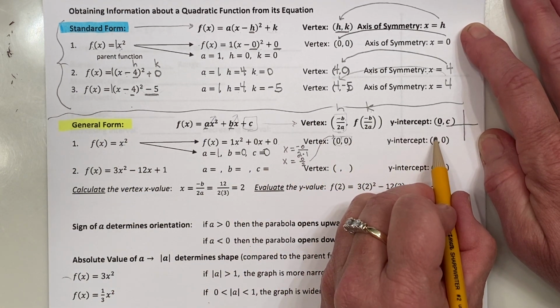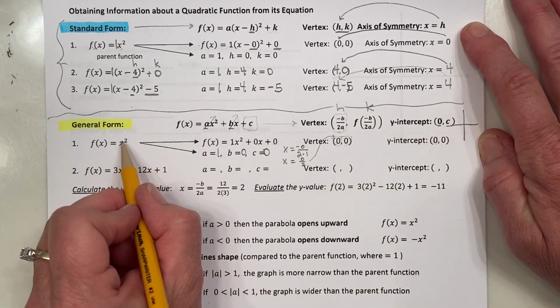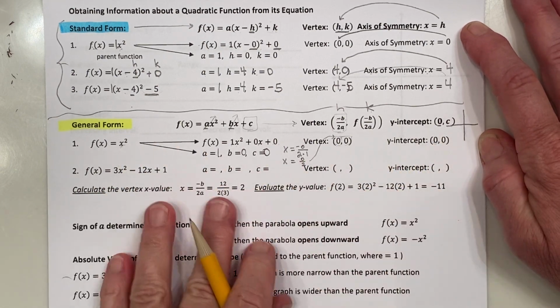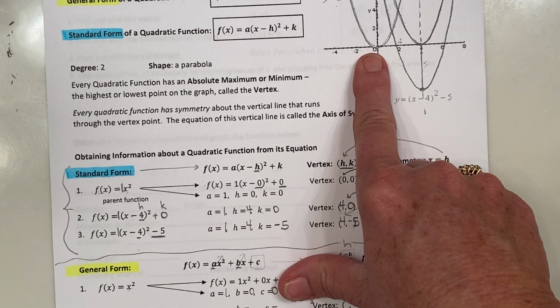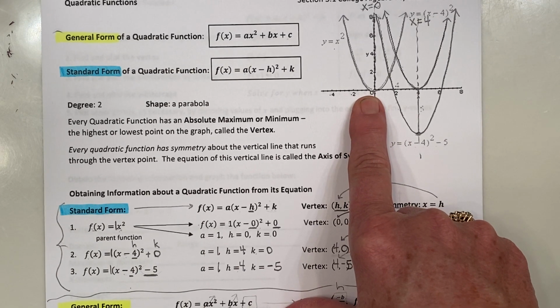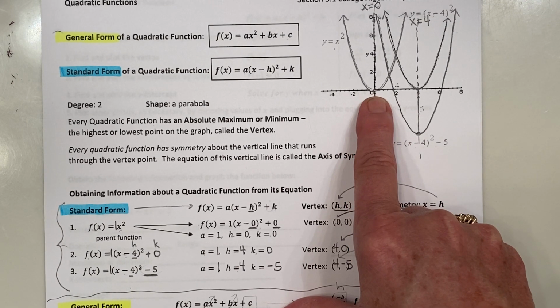What's the y-intercept? Well, let's let x be 0. So if x is 0, y is 0. It makes sense because the origin is still the vertex and the y-intercept is still at 0.